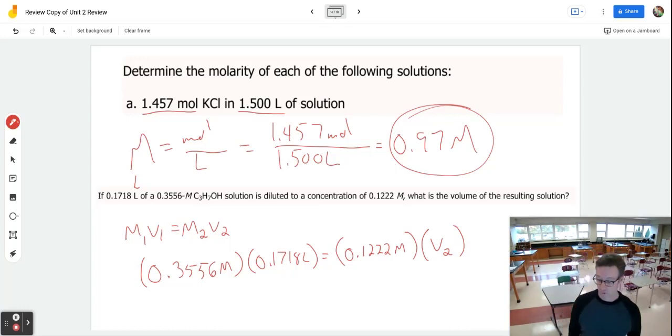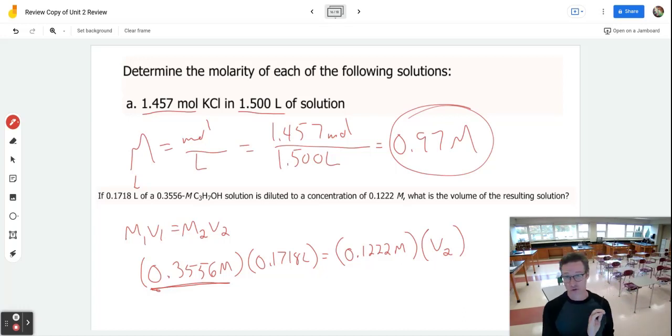So I didn't mention this in the first one, but remember, I like to look at these and say, okay, what happened? And what should that do to the other variable? In this case, the concentration went from 0.35, basically 0.36, down to 0.12. So the concentration went down. Whatever you do to the first variable, the opposite has to happen to the second. So since the concentration went down, the volume has to have gone up. So when I do this out, my volume needs to be bigger than the number that I started with. And if it is, that suggests that I did it right. If it went in the wrong direction, that tells me I did something wrong. I multiplied when I should have divided, or vice versa.